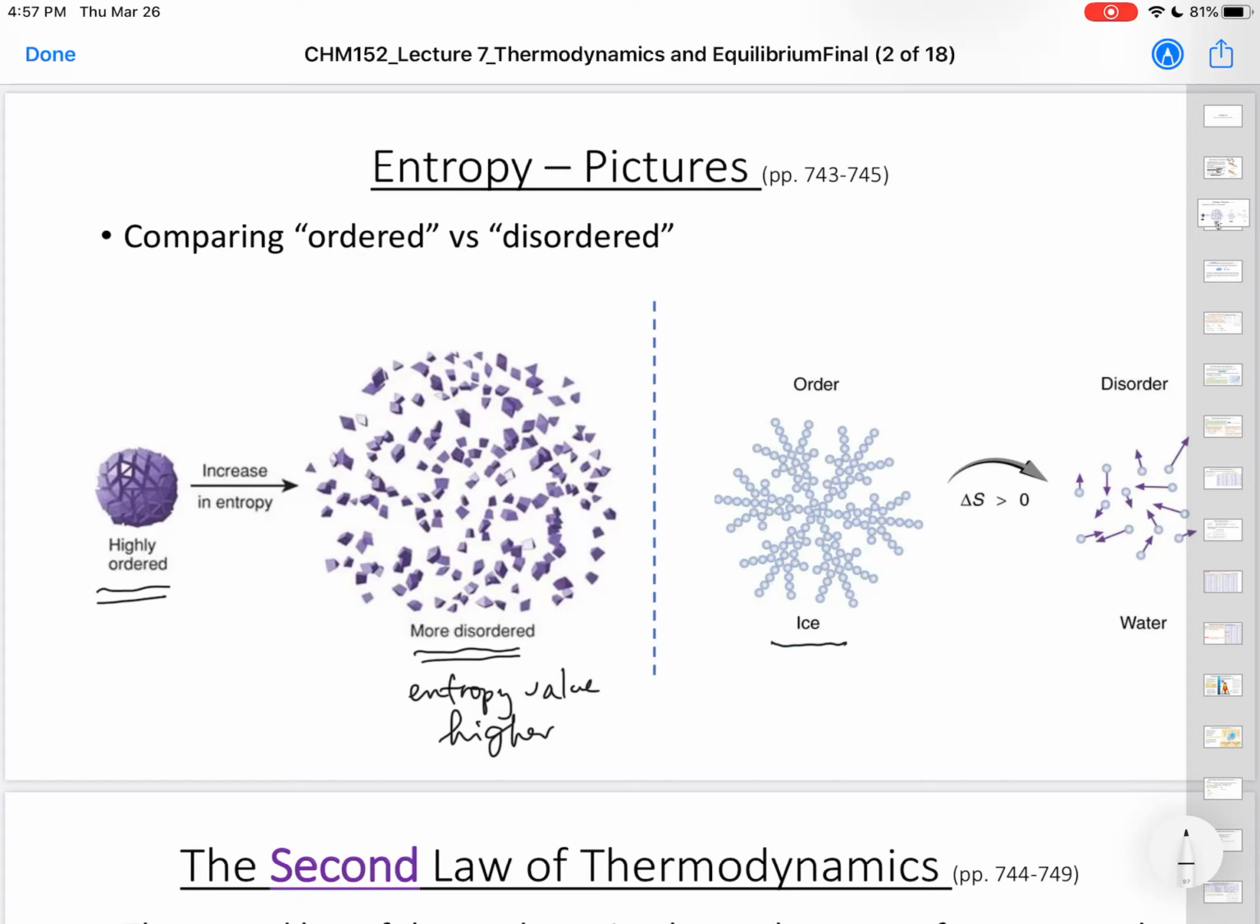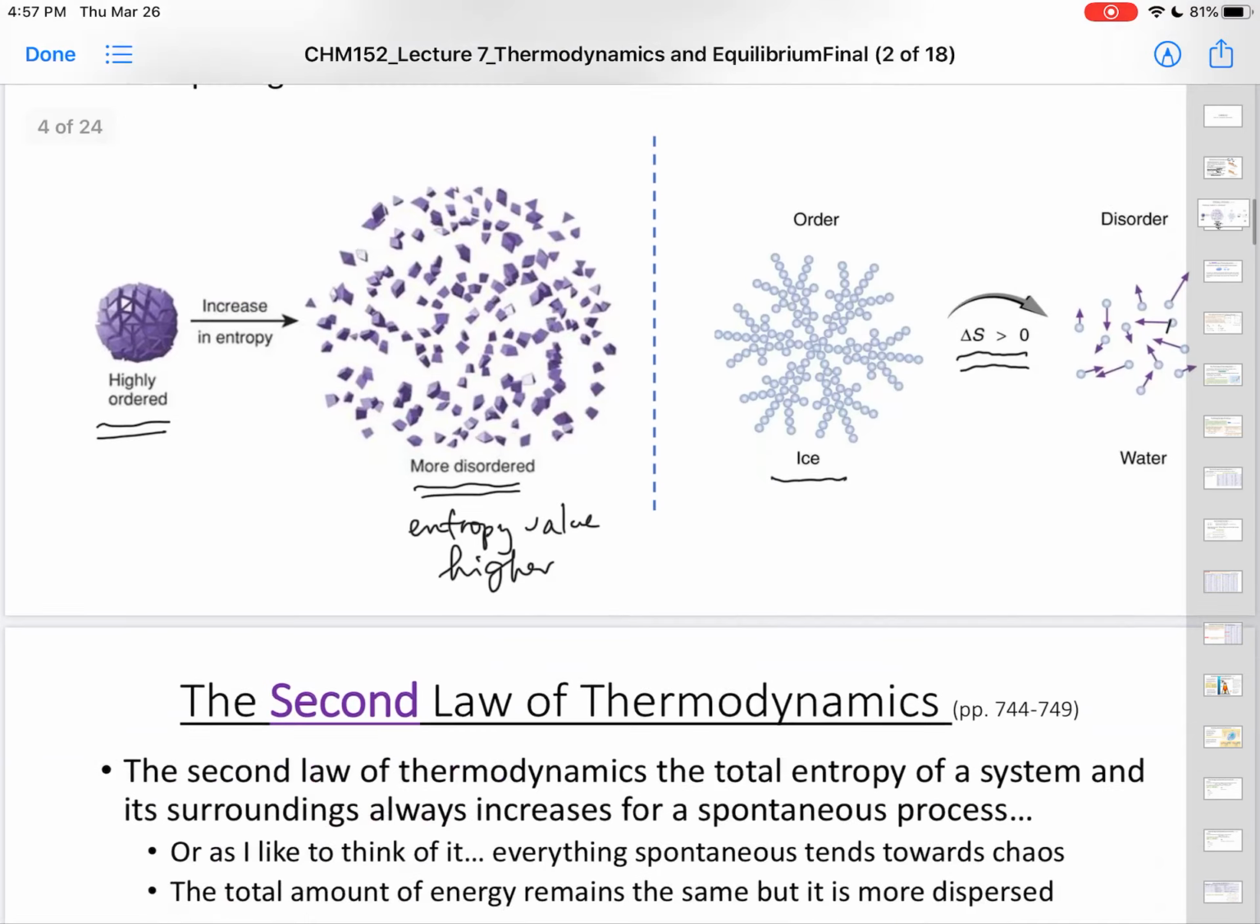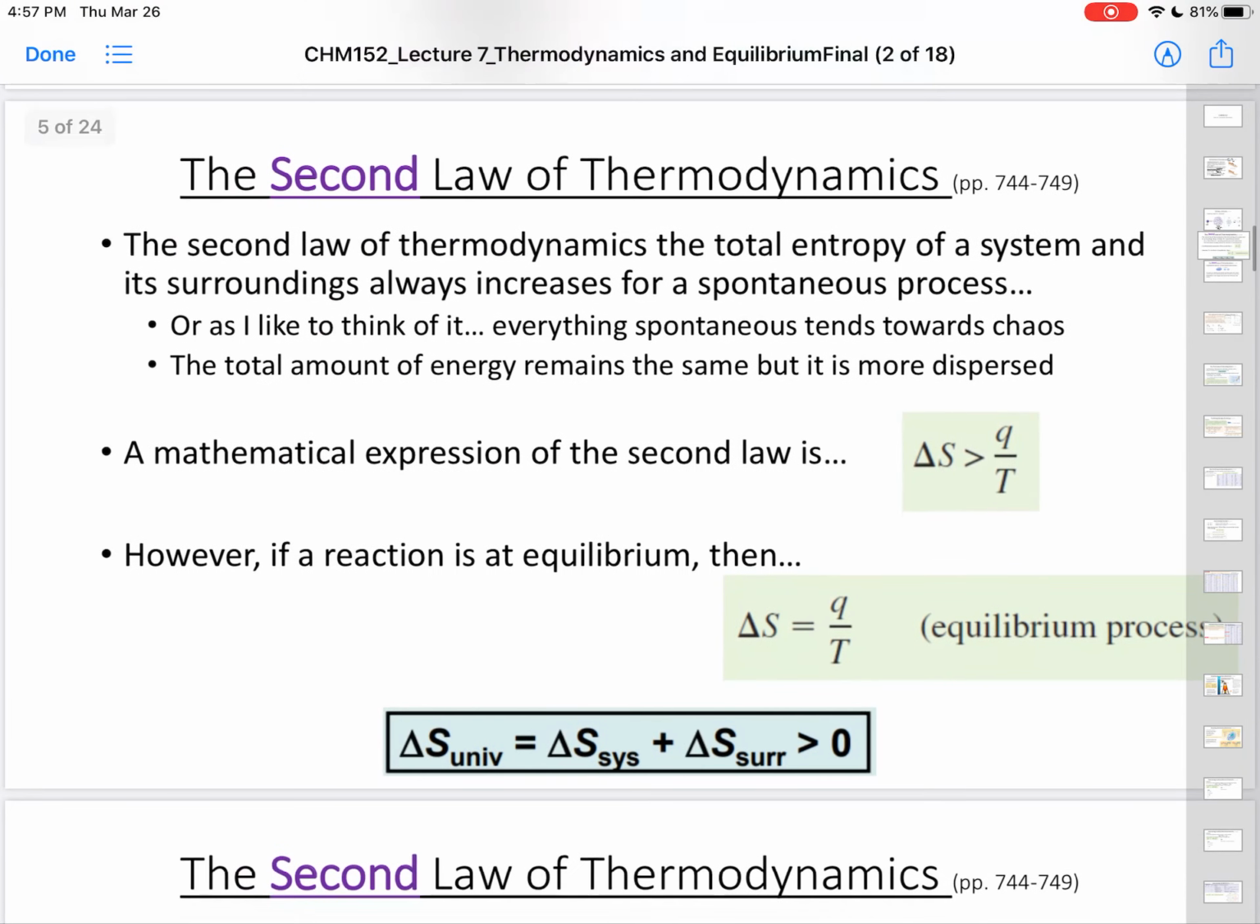Another way to look at it, if you have ice, it is basically water molecules in a very ordered fashion. That's six-fold symmetry. So this is order. Disorder would be if you melted it and it became water. So all the water molecules are all jumbled together. Okay, again here, you're increasing the entropy, or delta S is greater than 0. Okay, this is just a pictorial representation of what we just talked about in words in the slide before.